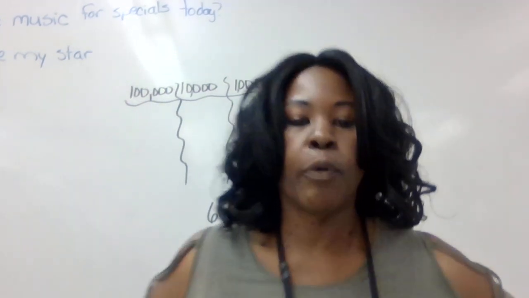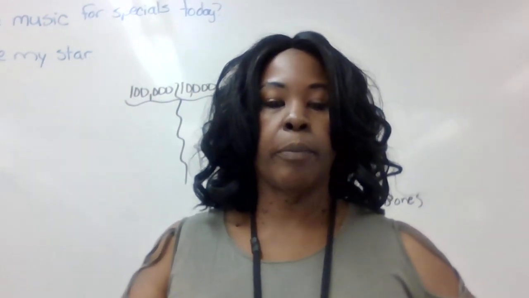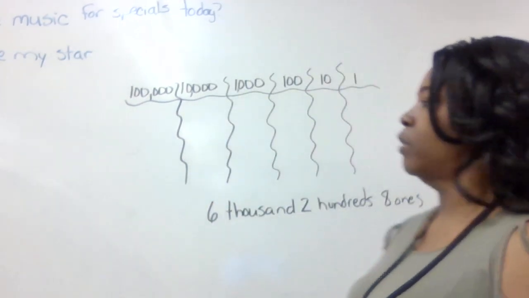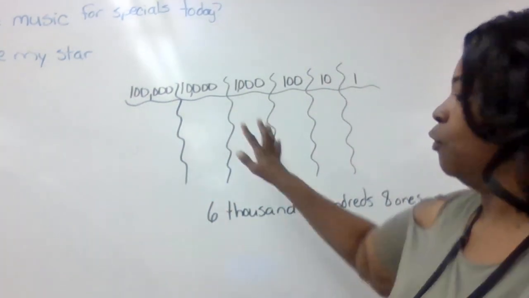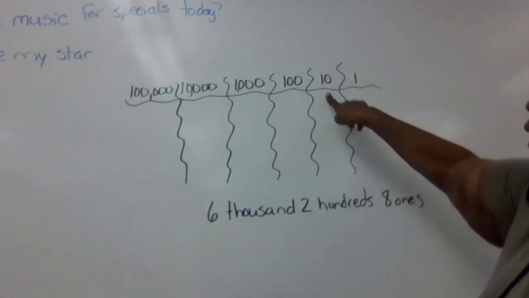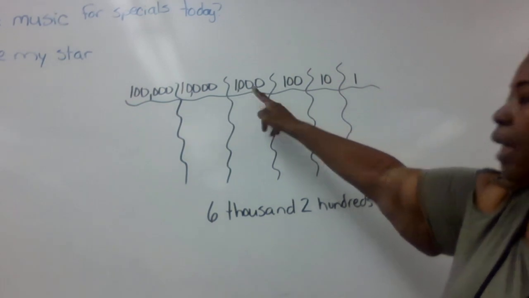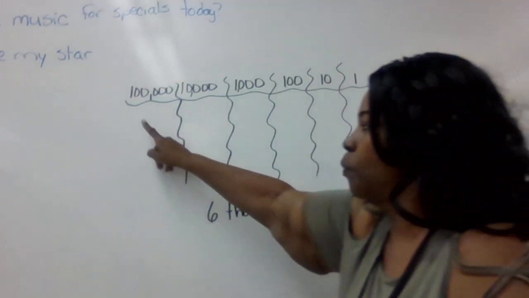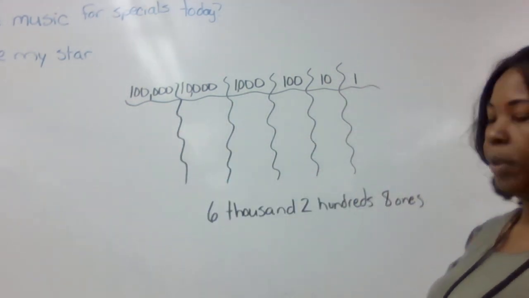Great day. Today we're working on MBT 1 standard where we're putting numbers in standard, word, and expanded form. So first off, tell my students we're always going to use the place value chart, and we have it labeled ones, tens, hundreds, thousands place, ten thousands place, hundred thousands place.